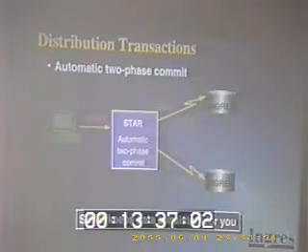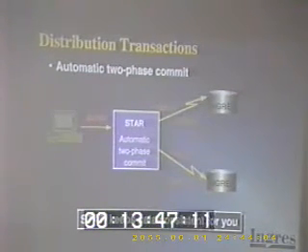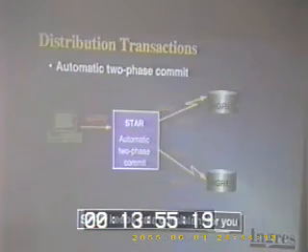Essentially, in the marriage ceremony, there is a coordinator, the minister, and there are participants, the to-be husband and wife. And essentially, just to explain the two-phase commit protocol, it's up to the minister to first check with the husband whether he wants to get married to this woman, and with the woman whether she wants to get married to the man before he pronounces them man and wife.